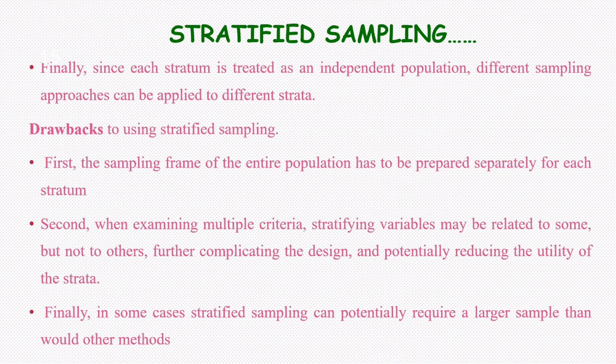Some drawbacks we face when we approach stratified sampling. First, the sampling frame of the entire population has to be prepared separately for each stratum. Second, when examining multiple criteria, stratifying variables may be related to some but not to others, further complicating the design and potentially reducing the utility of the strata. Finally, in some cases, stratified sampling can potentially require a larger sample than would other methods.